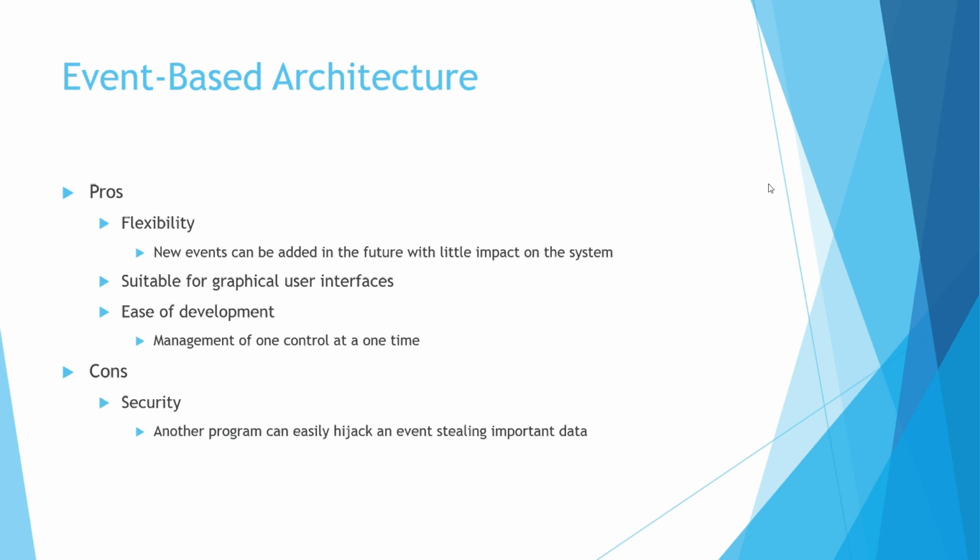So the event-based architecture, pros and cons. Pros, this architecture is very flexible. New events can be added in the future with little impact on the system, which makes it really nice when we want to add new functionality. We just add a new event, so that would be pretty simple. It's very suitable for graphical user interfaces, like we're doing here. Lots of windows and such, so it makes it good for that.